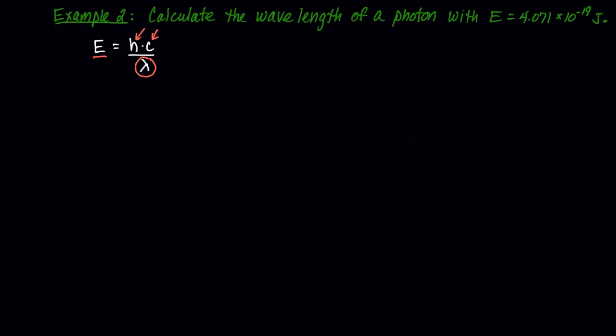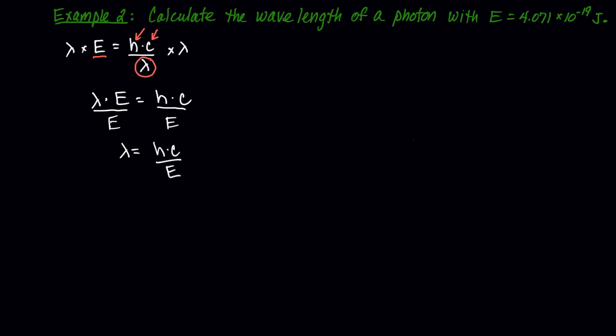I really encourage you to rearrange the variables and solve for lambda using the equation rather than putting in the numbers and then rearranging. I think it's easy to lose exponents and mix up numbers if you try to do it that way. So I'm going to multiply both sides by lambda to solve for lambda. We've got lambda times E is equal to hc. Then if we divide both sides by E, we've rearranged to solve for lambda.